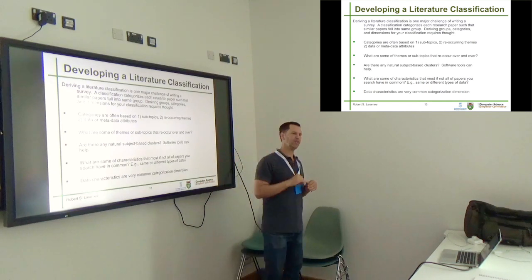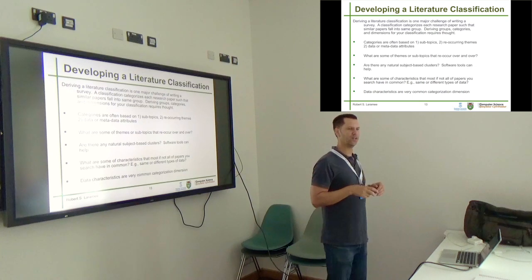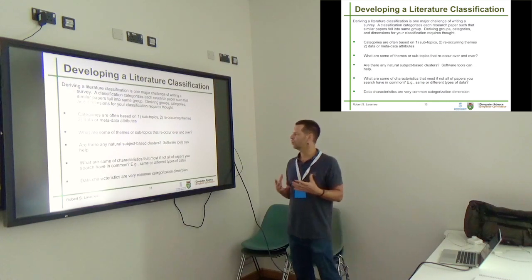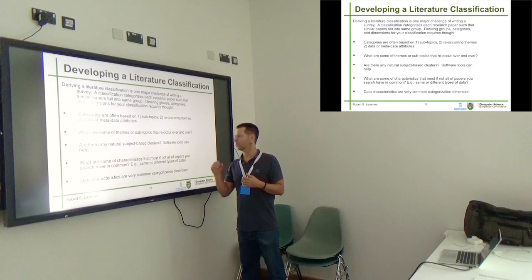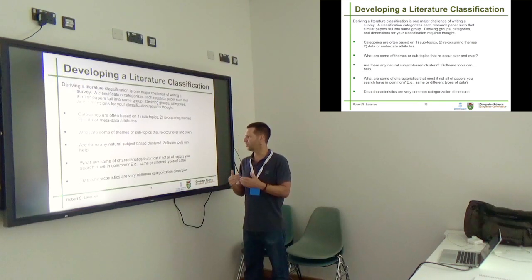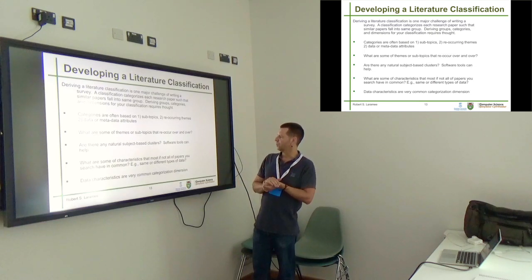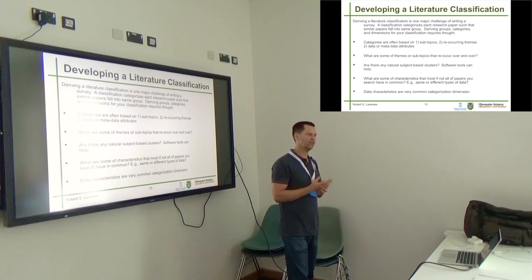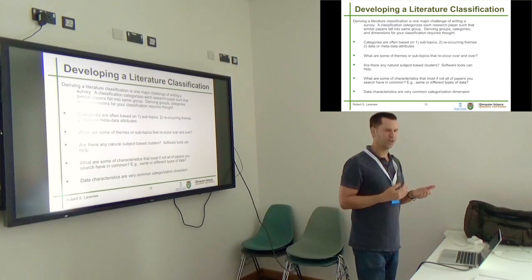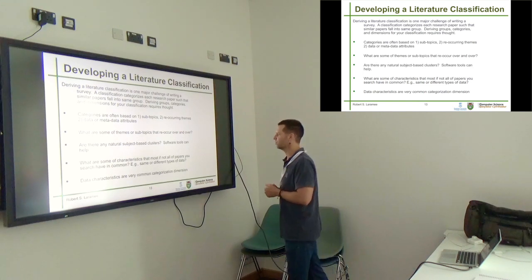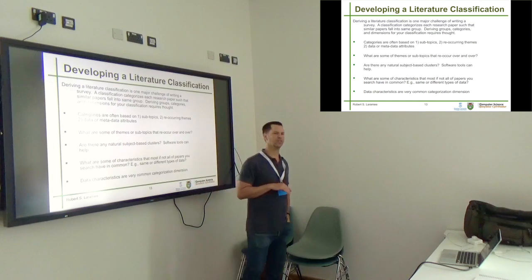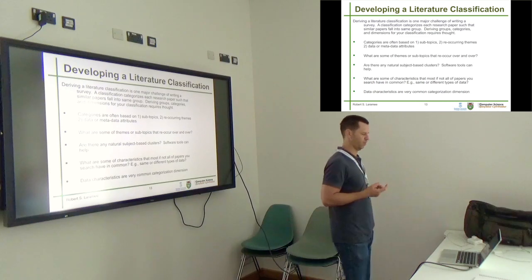We do cite in the PDF a number of software tools that can help with this. You start to collect your papers, and the software tools help you find different subjects that reoccur, in a semi-automatic fashion. What are some of the characteristics that most, if not all, of the papers you search for have in common? That's another question you want to ask yourself. Are they looking at the same data type, or different data types? Because the characteristics of your data is a very common categorization, classification, or dimension. Very, very common.